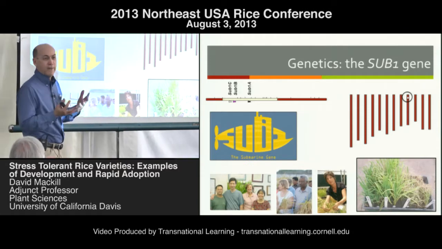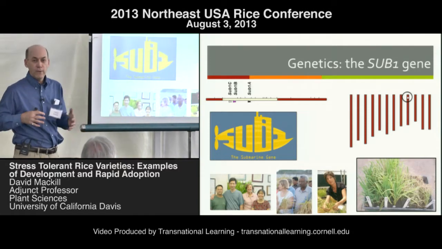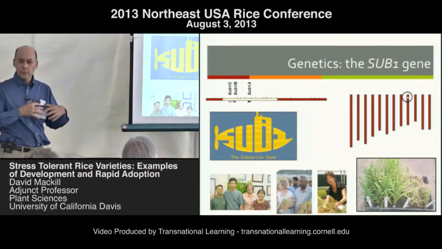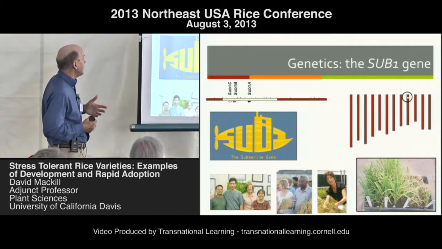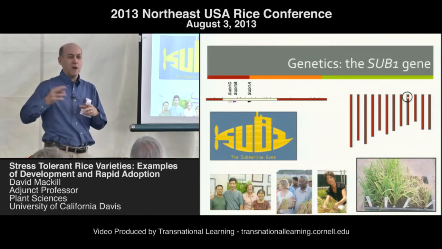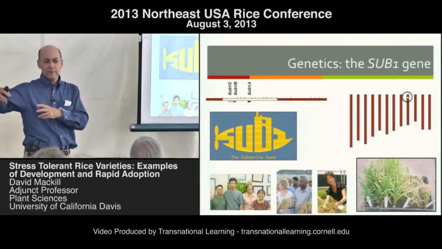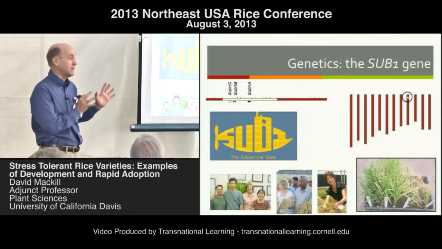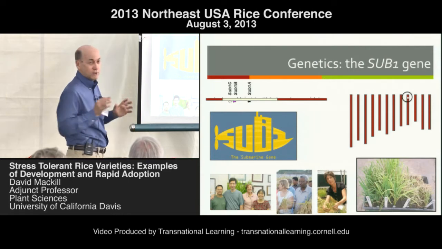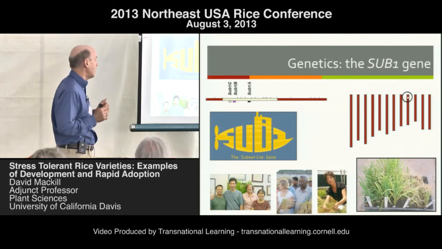So if you flood them for about 2 weeks, the ones that don't have the gene die. The ones that have the gene do very well. They recover and survive and do well. And so we called that the sub-1 gene. We call it sub-1 because we were thinking, oh, well, we might find others that we call sub-2, sub-3, sub-4. We never found those other ones. We just found the sub-1. But it was good enough because it gives a very high level of tolerance.